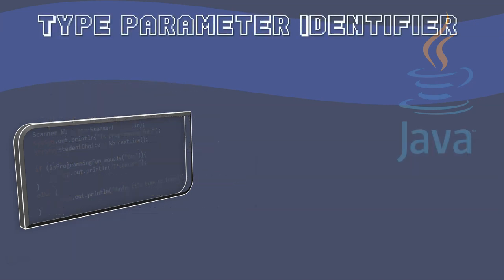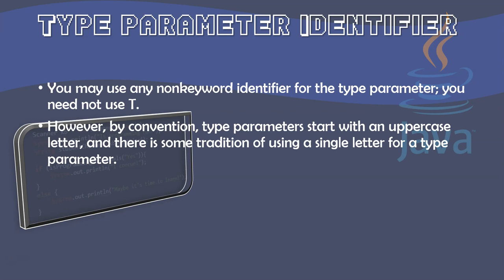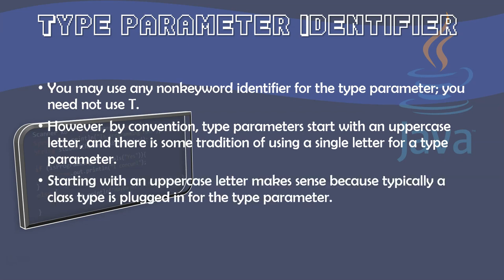Now, all type parameters typically have an identifier. You can use any non-keyword identifier for the type parameter. You don't have to use T. You can use anything you really want. However, by convention, type parameters start with an uppercase letter, and there's some tradition of using a single letter for a type parameter, as we just noticed we had type T. Starting with the uppercase letter makes sense because typically a class type is plugged in for that type parameter.